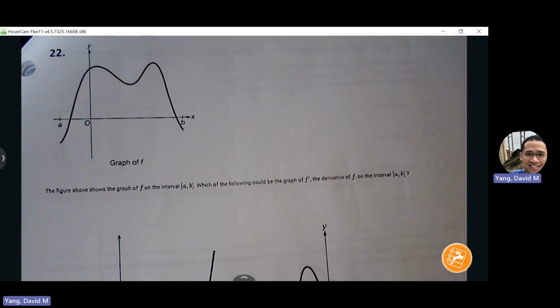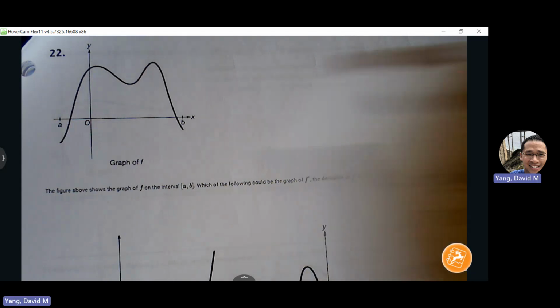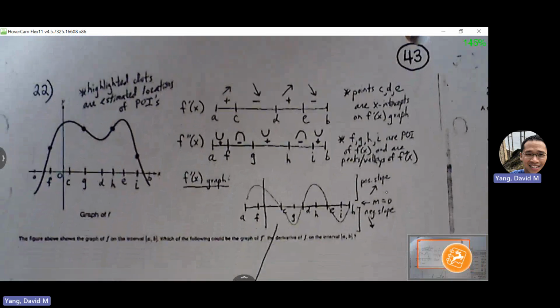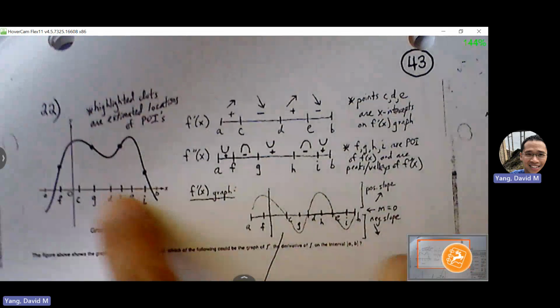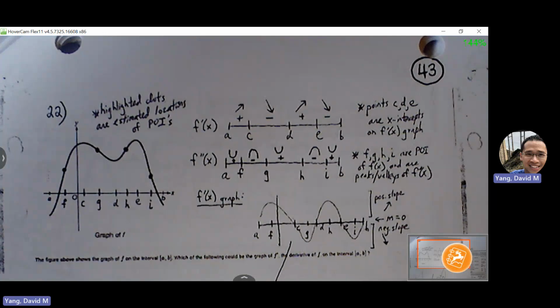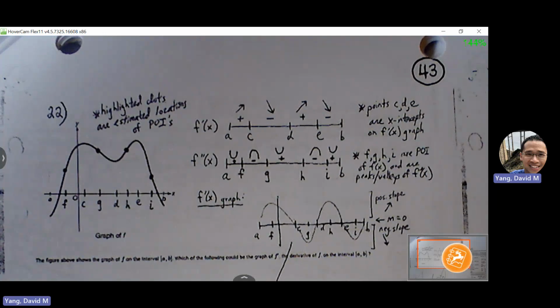Okay, the figure above shows the graph of f, which of the following could be the graph of f prime. So I probably went a little bit deeper than what I needed to do, but I just wanted to sketch something that is as accurate as possible. So I just labeled a lot of these points with given letters, just so I can track my progress.